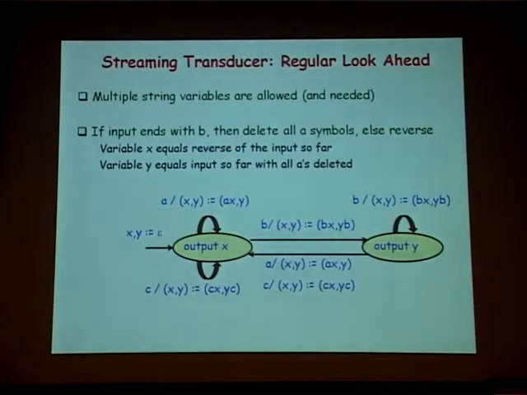So you need a binary state to keep track of this property. If the string ends here, the transducer outputs y. If the string ends here, the transducer outputs x. And it starts here. Initially, both strings are empty. So that's how you can use multiple variables to implement regular look-ahead.